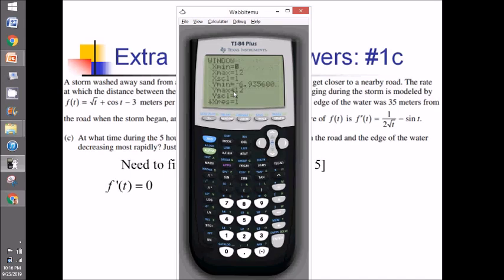I'm going to choose the window from 0 to 5, because that's when the storm was going on. And let me zoom fit this now. Zoom 0. So here is f prime of t. We've got one critical value before we get to 1, and there's another critical value over there. Now, if we're looking for the absolute min, we only need to look at local mins for critical values.